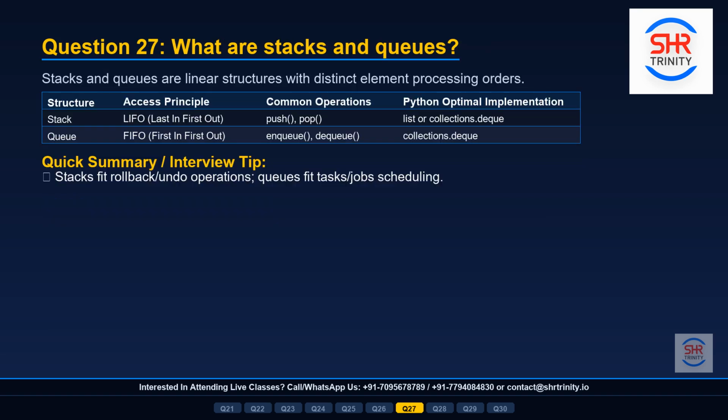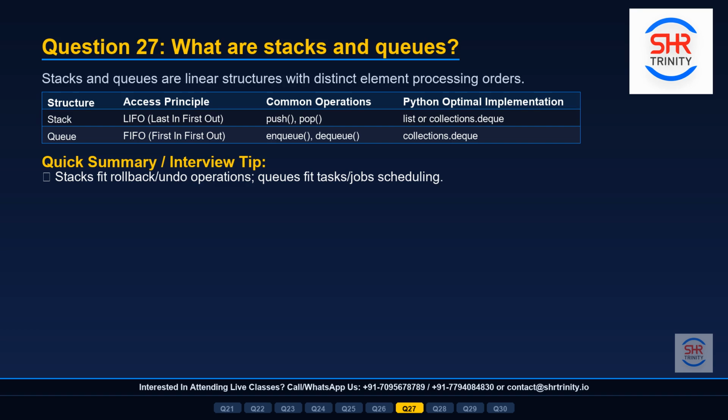Question 27. What are stacks and queues? These are fundamental linear data structures used everywhere in computer science. Look at the table on screen. A stack follows the last in first out principle, or LIFO. Think of a stack of plates. The last plate placed on top is the first one removed. Operations are push to add and pop to remove from the top.